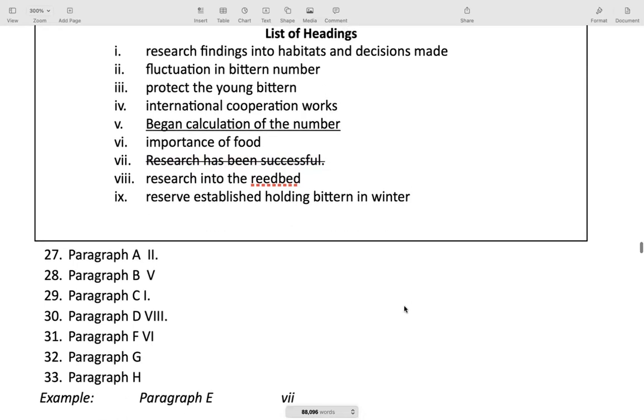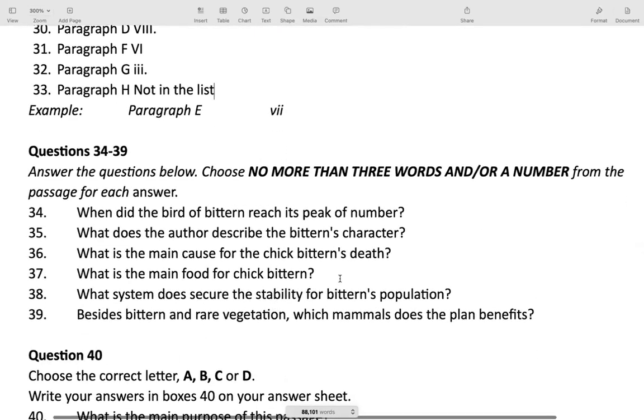So let me just write the answers here. G, what did we mark for G? Protect the young Britain. 9th was pretty close, but 3rd is better. And then for H, not in the list. Okay, so let's go next.